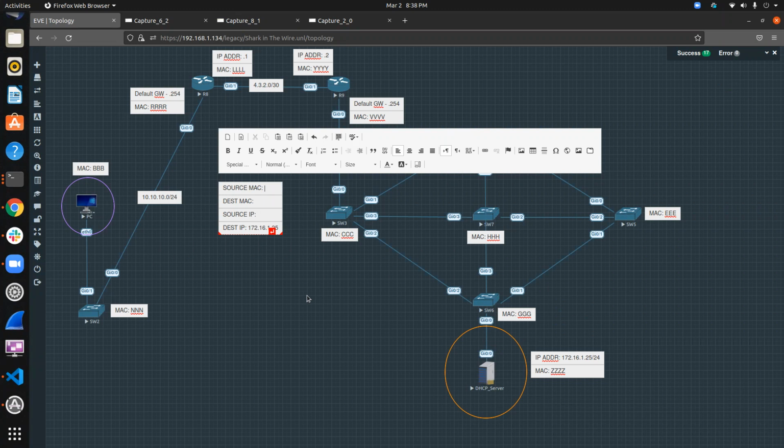Okay, so the next point is the next router over, that will be YYY. So the destination would be YYY. Okay. And what's my source? The source would be LLL.